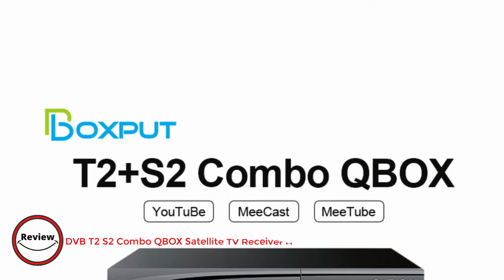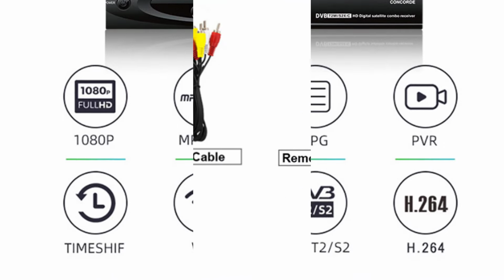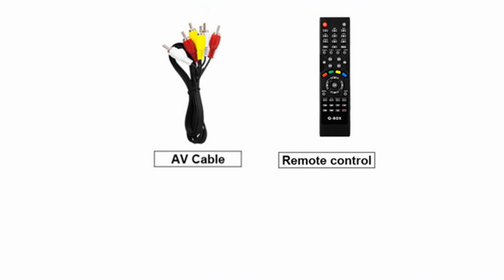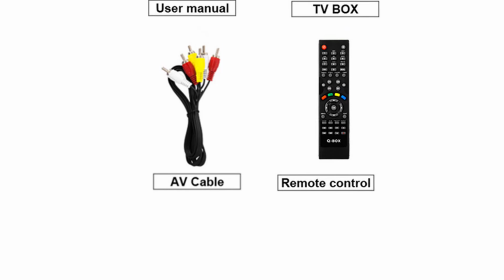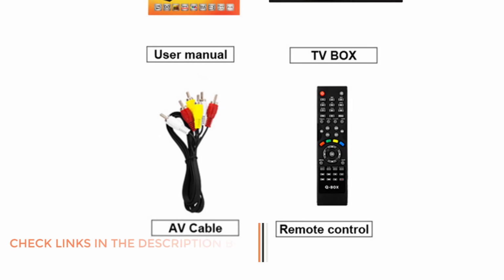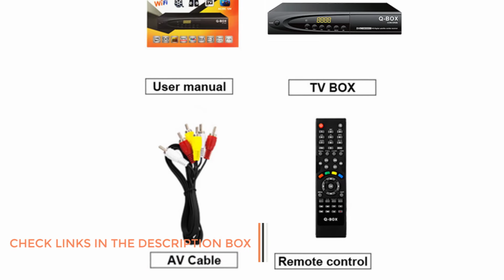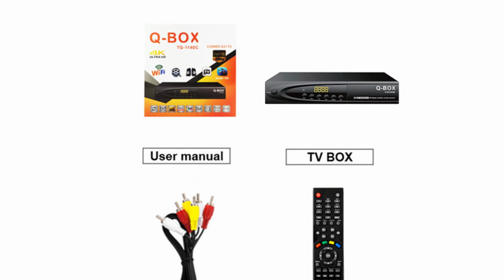Number 5. DVB-T2/S2 Combo QBOX Satellite TV Receiver H264, Best Digital TV Decoder. The DVB-T2/S2 Combo QBOX Satellite TV Receiver is a versatile and feature-packed digital TV decoder that brings an unparalleled entertainment experience to your living room. Boasting a crystal-clear Full HD 1080p resolution, this decoder ensures that you enjoy your favorite TV shows and movies with stunning clarity and vibrant colors.